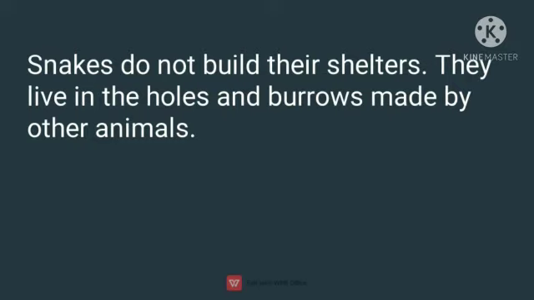Snakes do not build their shelters. They live in the holes and burrows made by other animals. Yes, the snake is an animal which does not build its own shelter, but lives in the holes and burrows made by other animals. They are using the shelters of other animals.